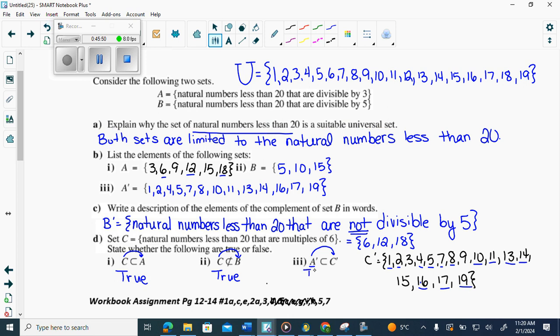So this is true. What if I wrote them backwards? What if I said this? The complement of C is a subset of the complement of A. Is everything in the complement of C in the complement of A? Are all these numbers in C and not A? No. 1, 2, 3 isn't in this one, correct? So you can't reverse these and say it's true. The complement of C is not a subset of the complement of A.